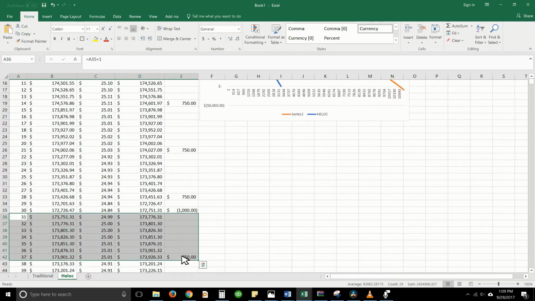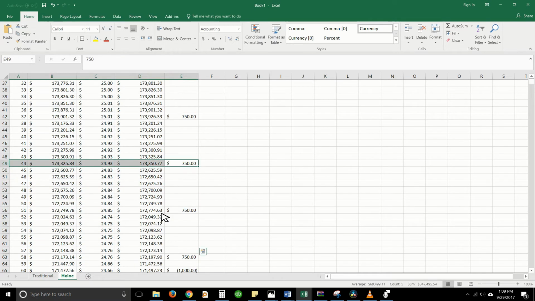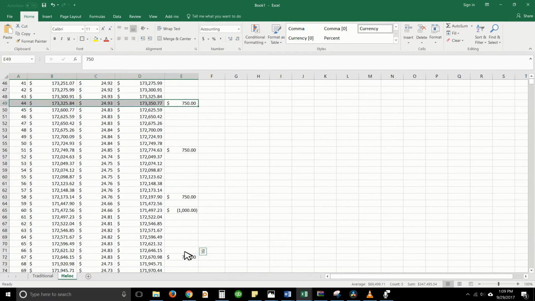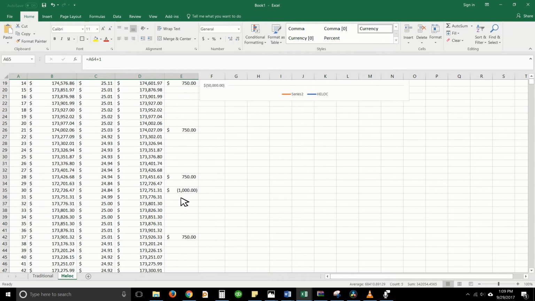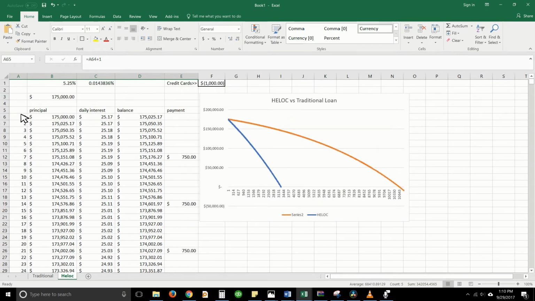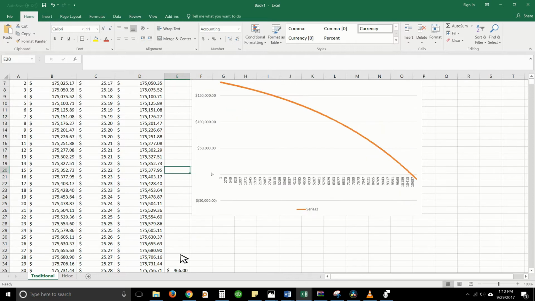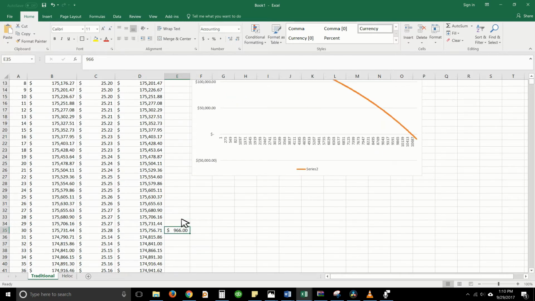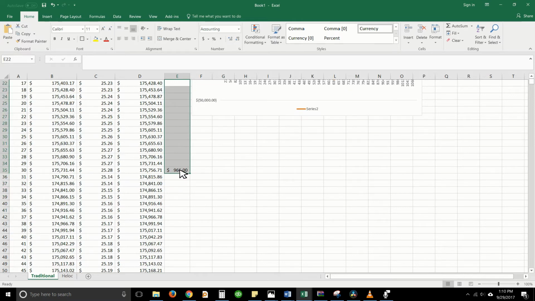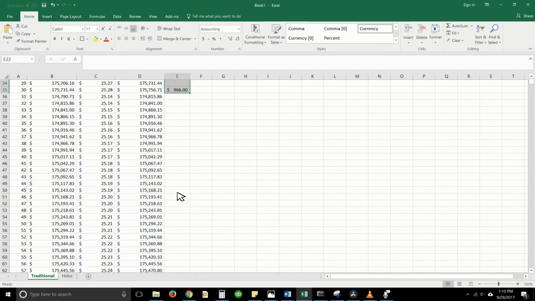So here's another month, $750, $750, and then another $1,000 payment. So I did this throughout the entire life of the home equity line of credit loan, which is flexible because there's not a minimum like the traditional loan, where $966 has to be met. So if you pay $3,000 this month, that minimum's met, but you're still going to have to be forced to pay it this month, this month.